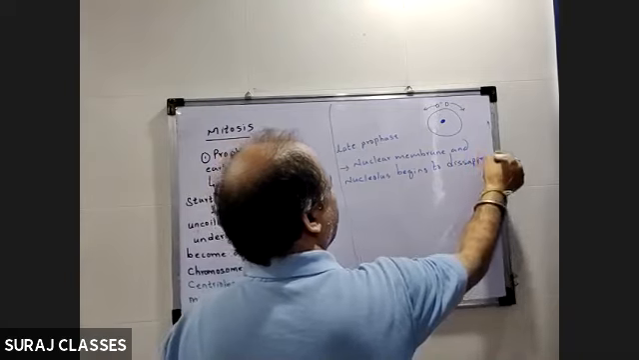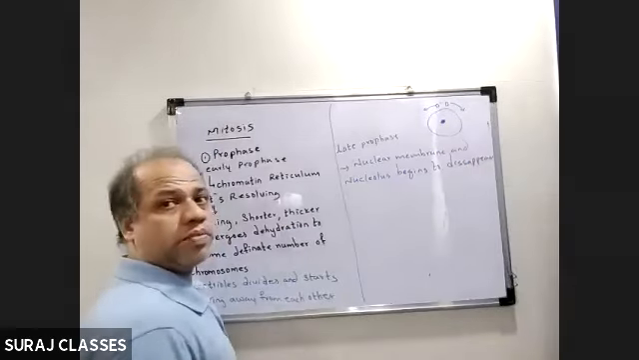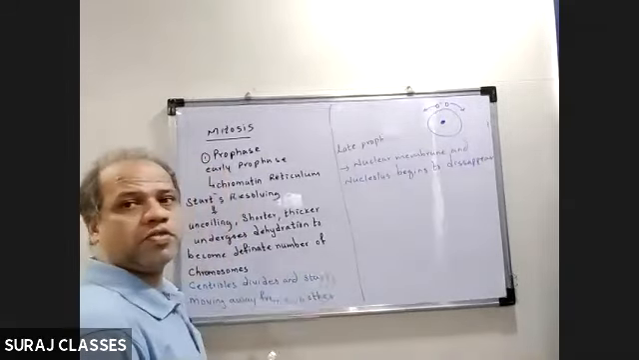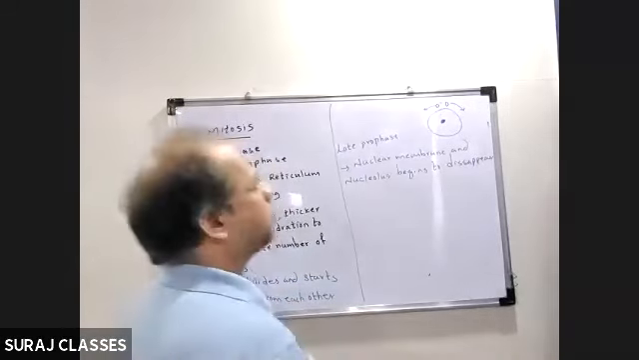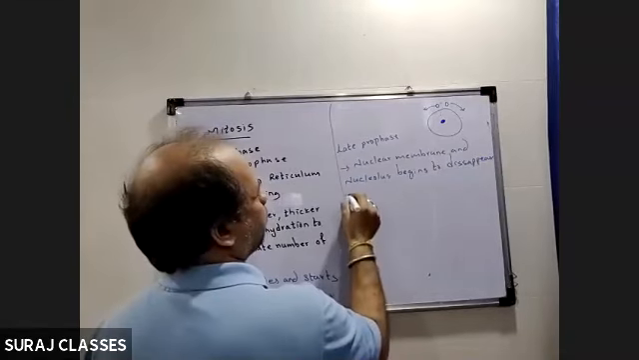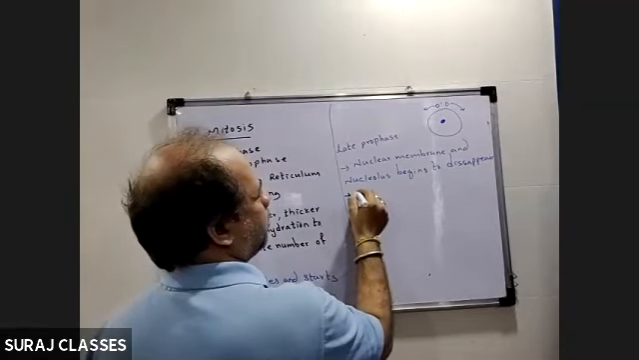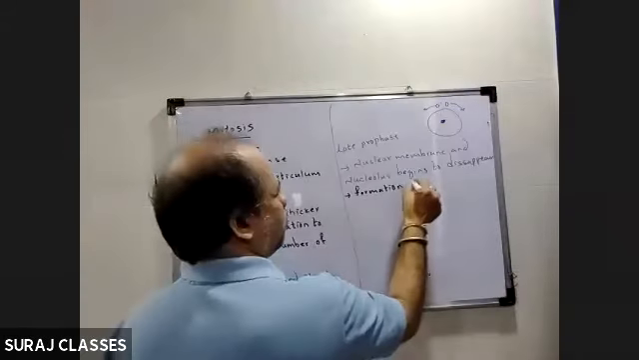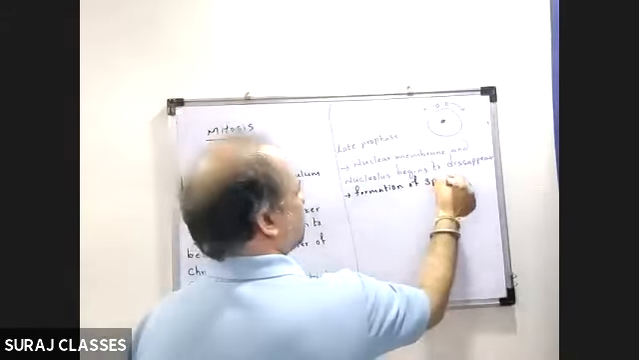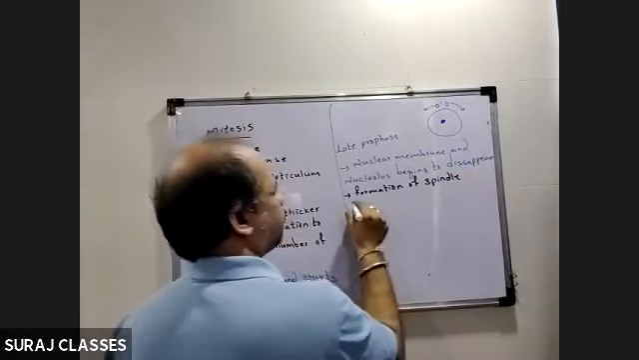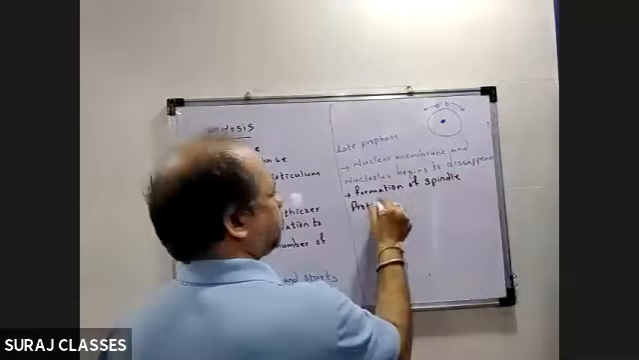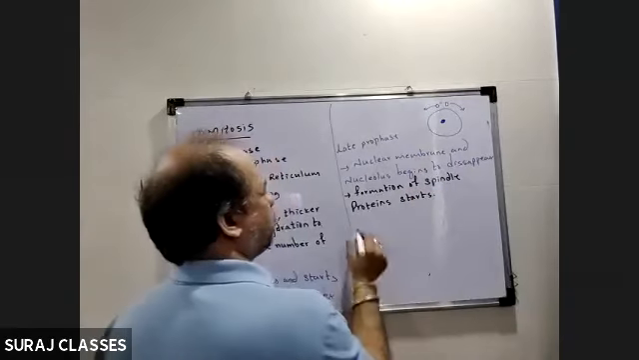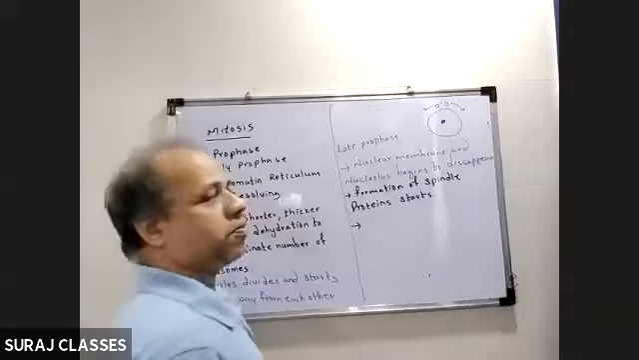The nuclear membrane and nucleolus begin to disappear. They go away from each other. They disappear. The formation of spindle proteins starts or begins.